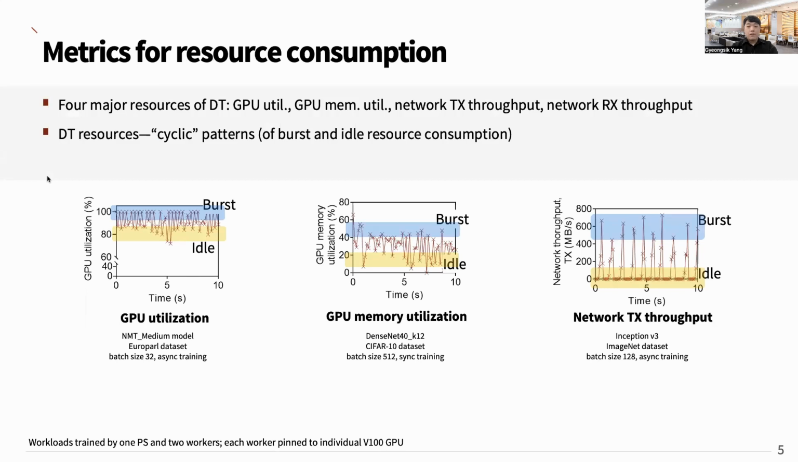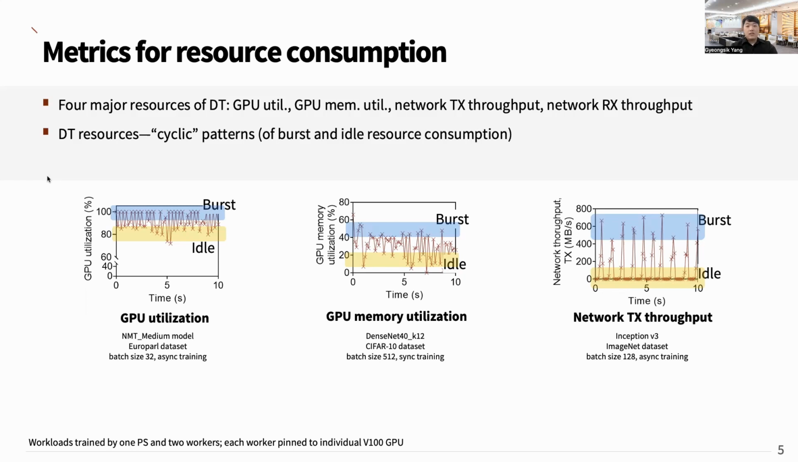Before checking, we define how to measure the consumption of each resource. We target 4 major DT resources that have been identified as critical in optimizing DT performance, and they are GPU utilization, GPU memory utilization, network TX throughput, and network RX throughput. The figures below show GPU utilization, GPU memory utilization, and network TX throughput.